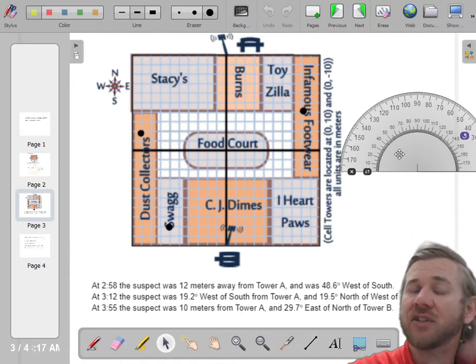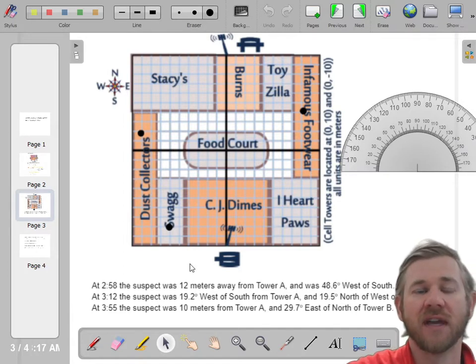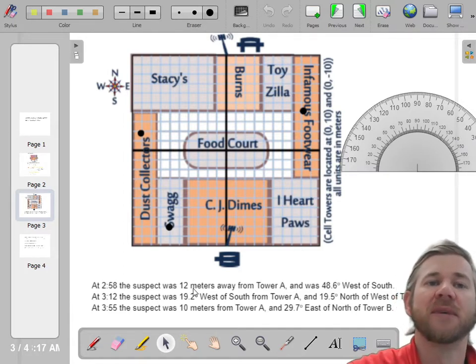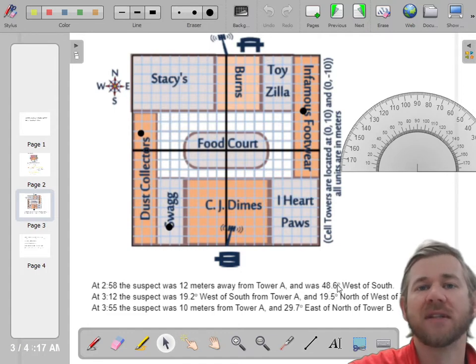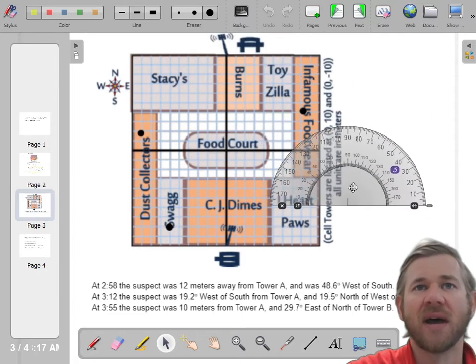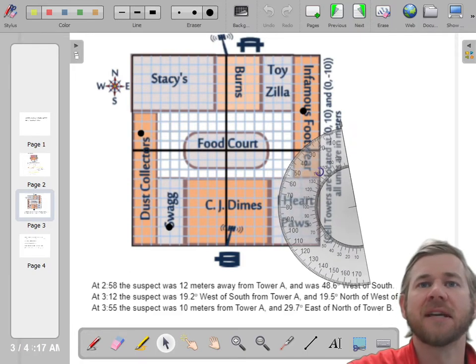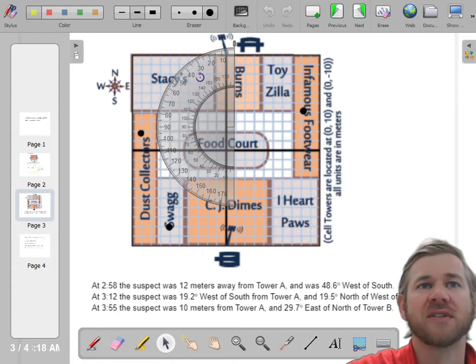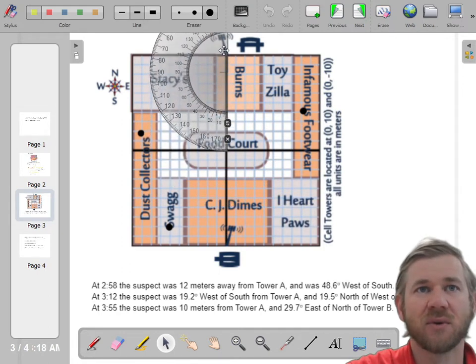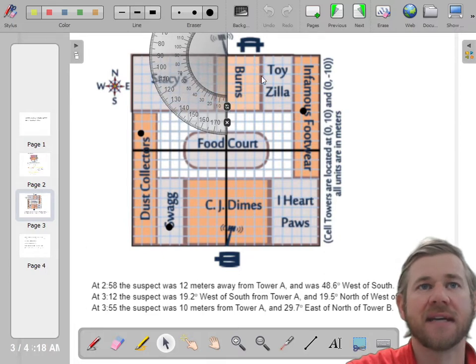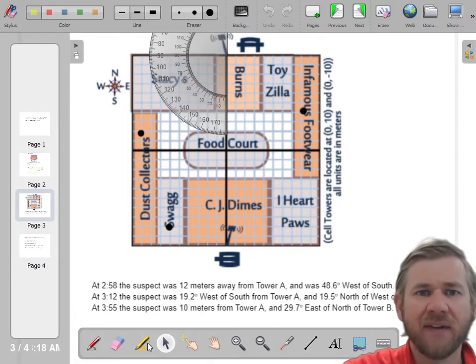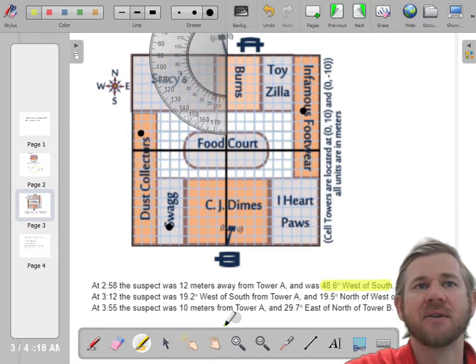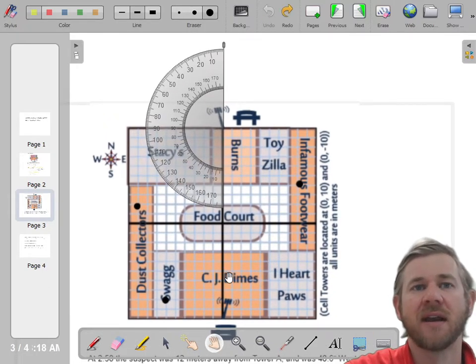So the first one says at 2:58, so we don't know which one 2:58 is. The suspect was 12 meters from Tower A and 48.6 degrees west of south. So I'm going to look at Tower A, and I'm going to say west of south. To do that, I'm going to take my protractor and move it vertical, like this. That's now running north-south. I'm going to put the center here at Tower A. If I want to measure 48.6 degrees west of south, imagine I'm looking down, which is south, and then I want to go west of that.